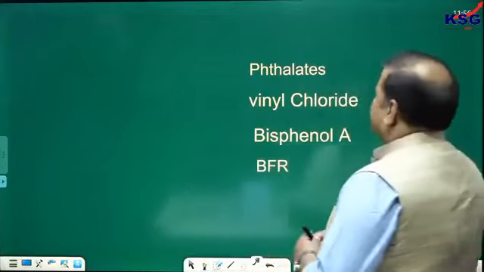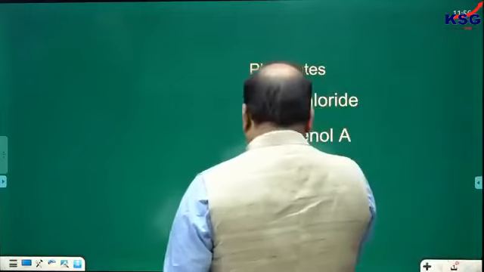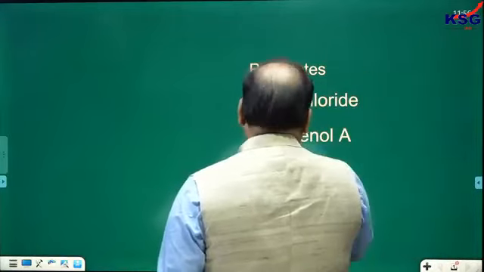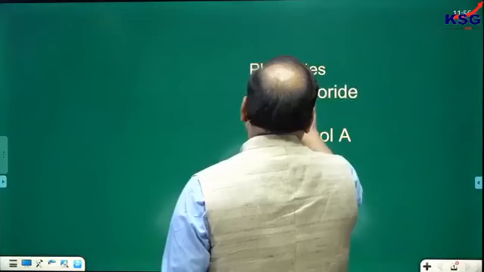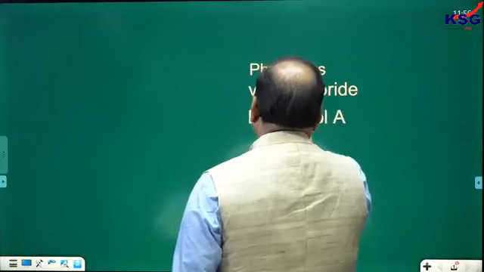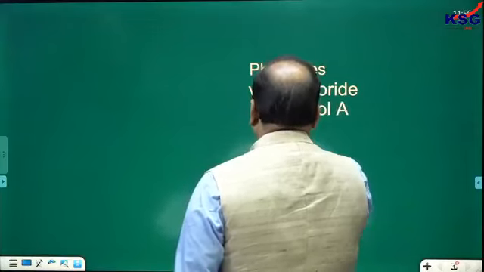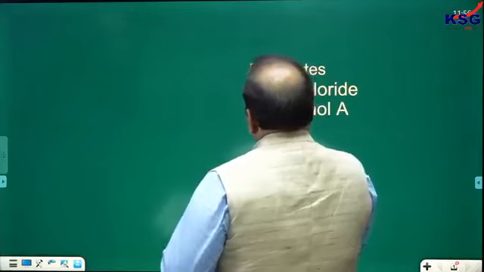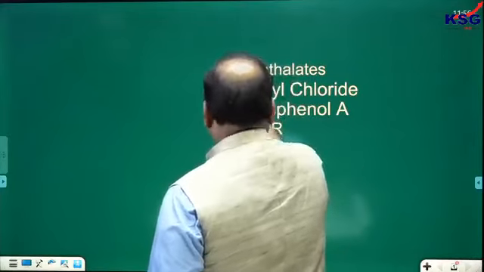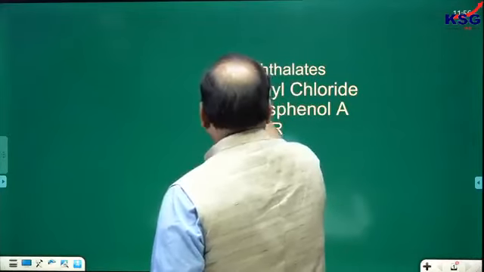So all these are the chemicals which are present in plastic. Clear? All these are the chemicals which are present in plastic. Bisphenol A, BFR and also phthalates. Clear? Fine.